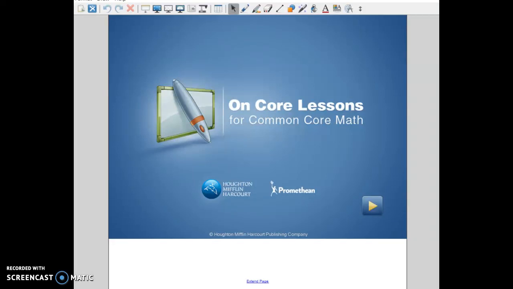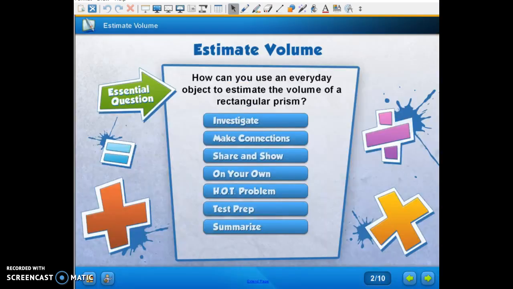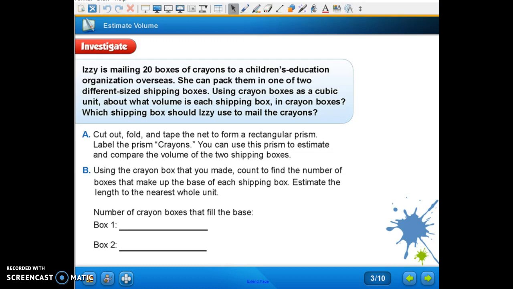Okay, today we're looking at lesson 11.8, estimate volume. How can you use an everyday object to estimate the volume of a rectangular prism? Today we're going to be working with crayon boxes.